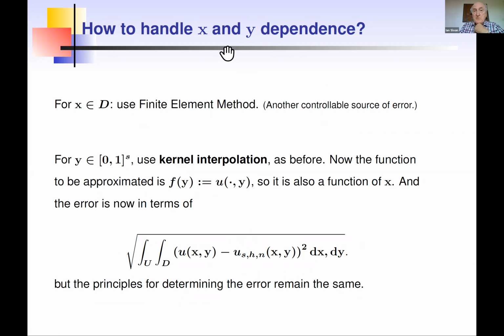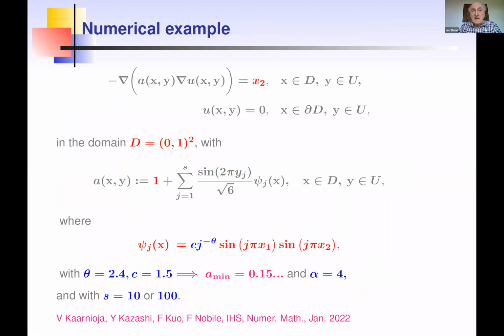We need to handle the X and Y dependence. For X, we use a finite element method. It's another controllable source of error. I don't go into that. For Y, we use, what do you know? We only use kernel interpolation, as before. So now the function to be approximated depends also on X. So X is hidden, and the error is now more complicated because it's L2 in 2 different senses, integrating over first the physical variable and then over the random variable, the variable representing randomness. But it doesn't change anything in any essential sense.